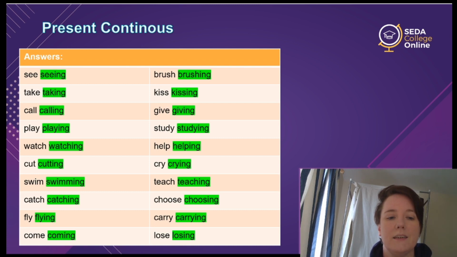Come, there's an E at the end, okay, so coming. Brush, ing. Kiss, ing. Give, there's an E at the end, take the E away, ing. Study, ing. Cry, just ing at the end. Teach, ing, teaching. Choose, choosing. Carry, carrying. And lose, the E at the end, you delete and add ing, okay? So these are all with the spelling rules.